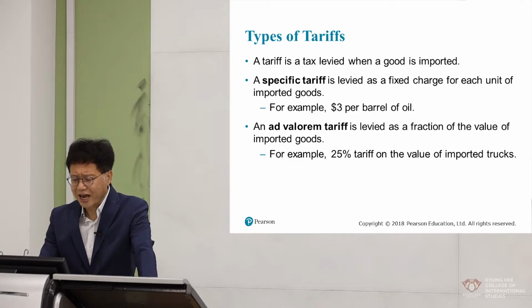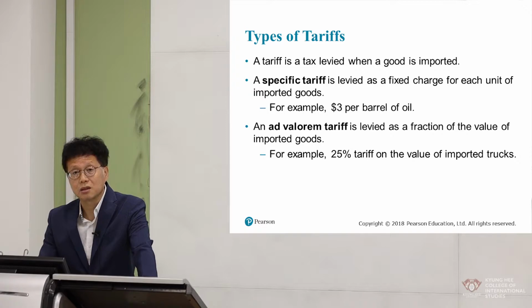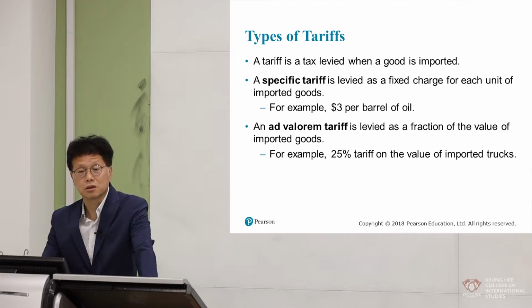And an ad valorem tariff is imposed as a fraction of the value of imported goods. For example, a 25% tariff on the value of imported trucks. Okay? So ad valorem tariff is based on the value of imports, right? And a specific tariff is some dollar amount, $35 per 1 unit of imports. Okay? Next slide.